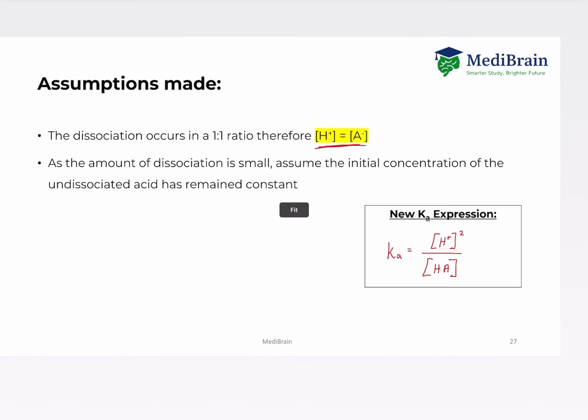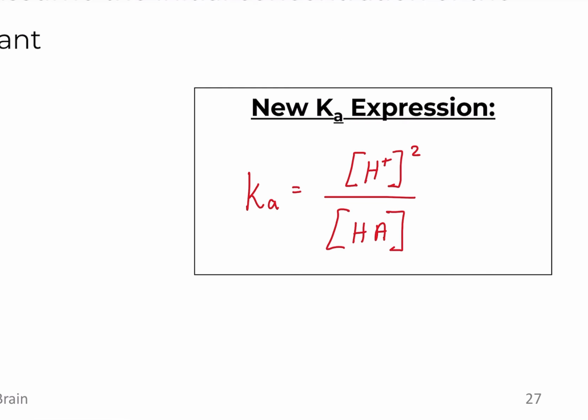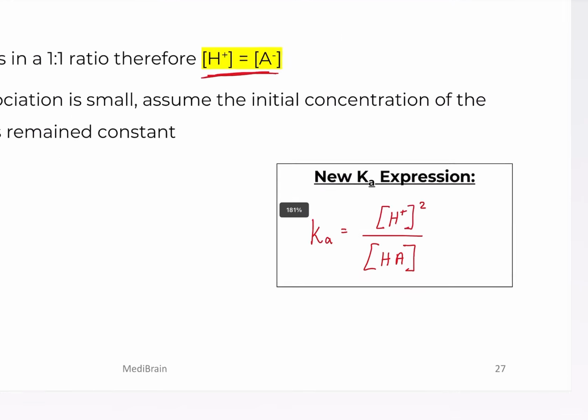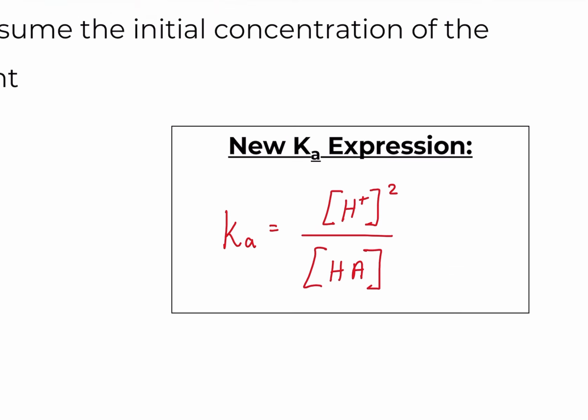And if we look at the second fact, because the dissociation is really small, the undissociated acid has remained constant. Therefore, we still have the concentration of the original acid at the bottom, HA. Okay, because the amount of acid which has dissociated is relatively small. You need to learn this Ka expression as well because we're going to be using it when it comes to calculation questions.